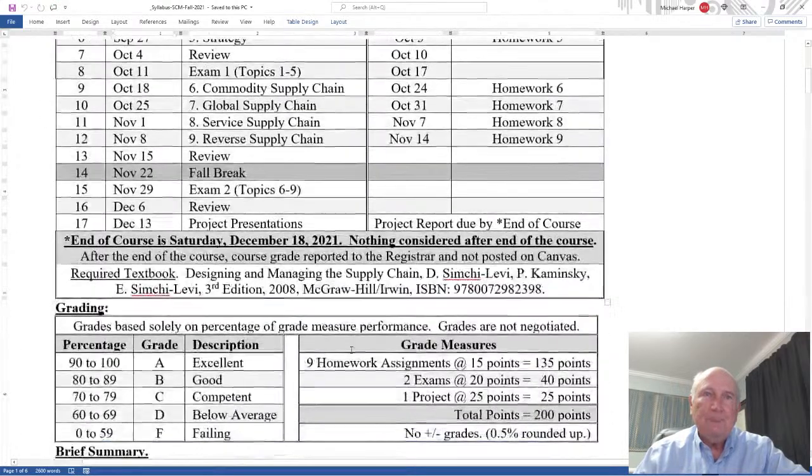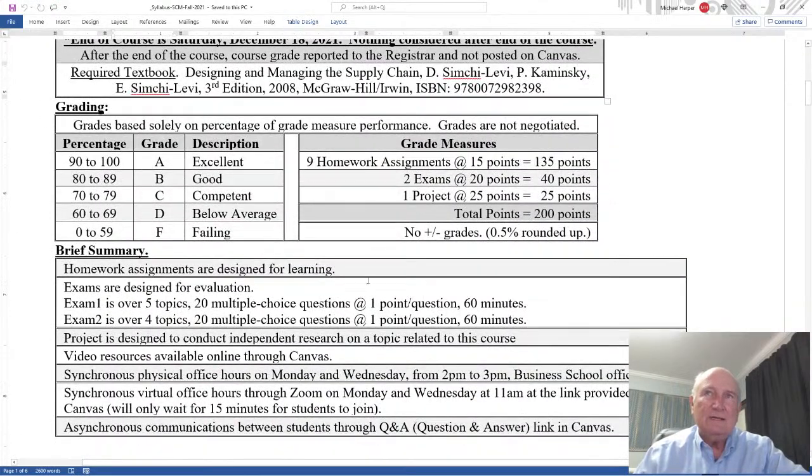First of all, the grading is on a percentage scale, and it's based solely on the percentage of grade measured performance. What I mean by grade measured performance is however many points you earn of the 9 homework assignments, 2 exams, and a project, divided by the total possible points. That's a percentage, and that percentage is compared to the letter grade. Notice there's no plus or minus grades. It's just A, B, C, D, F.